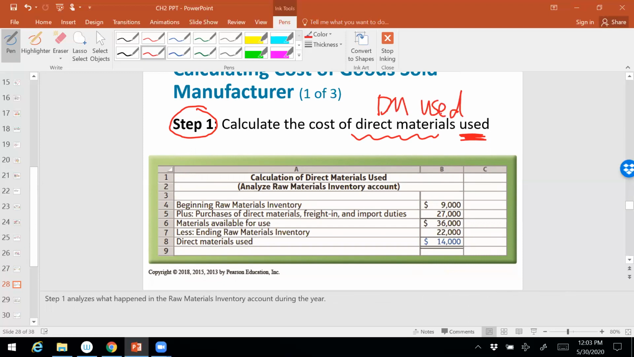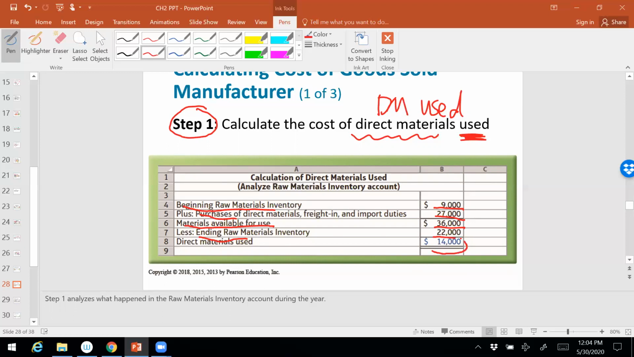Okay, how do we get direct material used? This is the same logic as merchandising firms. At the beginning, you have the raw material of 9,000. You purchased another 27,000 of new raw material. So now your material available for use is $36,000. Did you use all of them? You didn't use all of them. You still have some ending inventory, 22,000.